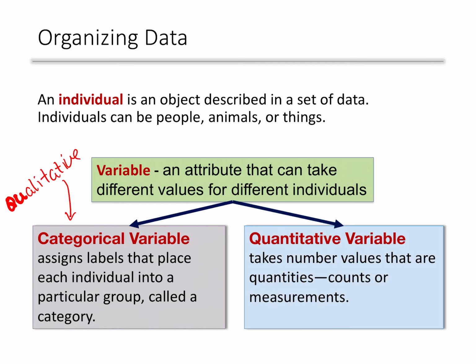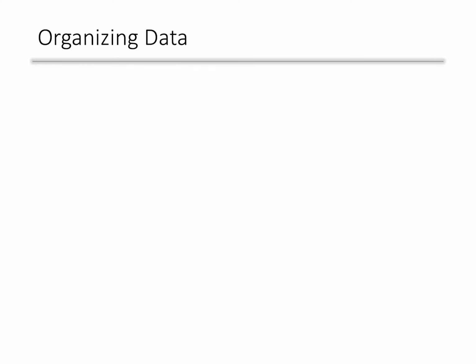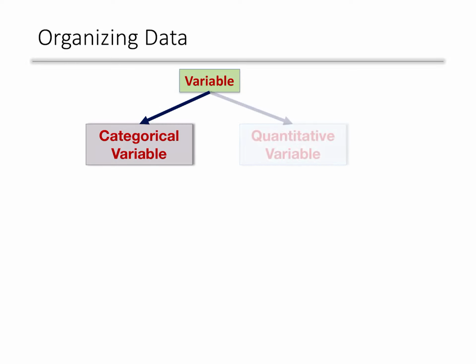The other type of variable we have is called a quantitative variable. This one takes number values that are quantities, that you are able to count or measure. So maybe it would be like the height of people or something like that, something that assigns a number to it. When we have our variables, the quantitative variables can then be broken down into two different types.